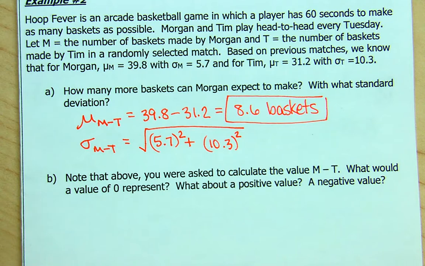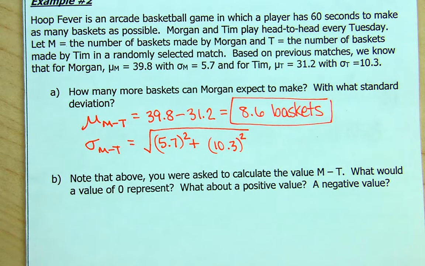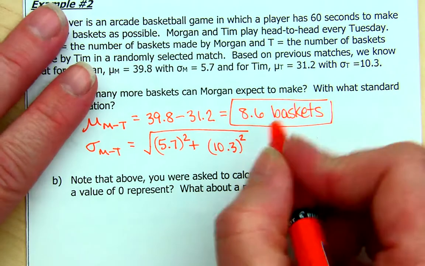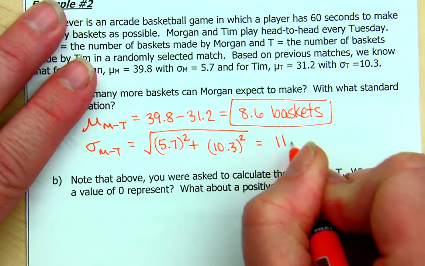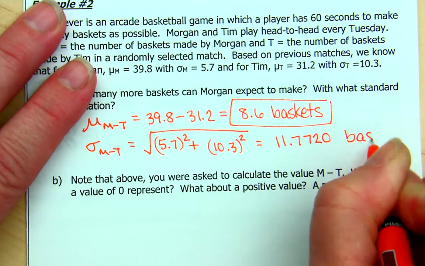So you can think of this as kind of like, they call this the Pythagorean theorem of statistics, because you square them, you add them, you take the square root, kind of like when you're doing Pythagorean theorem. So this gives me 11.7720 baskets.